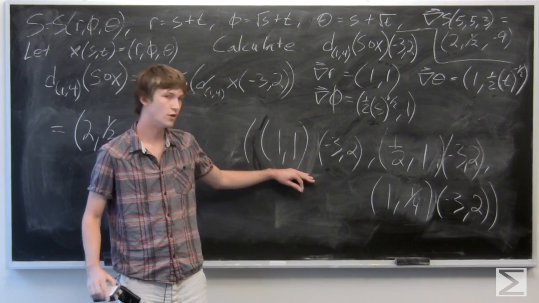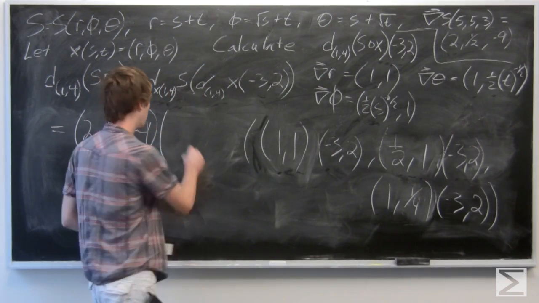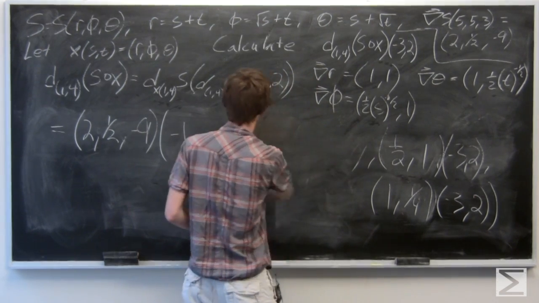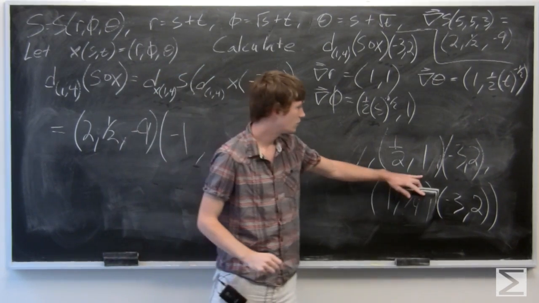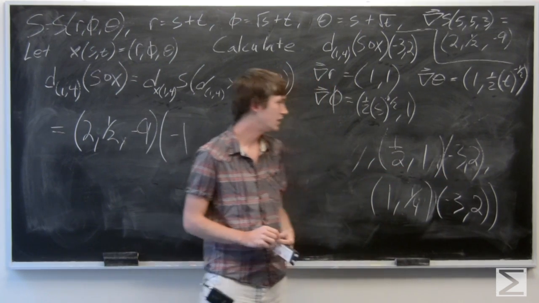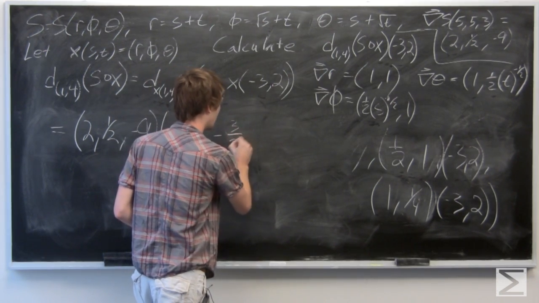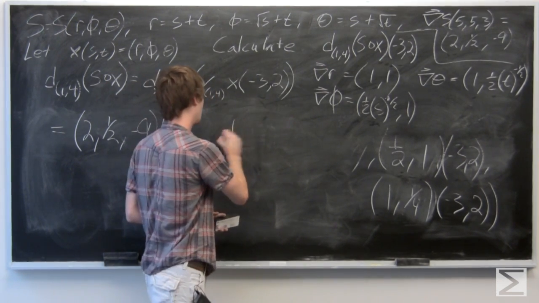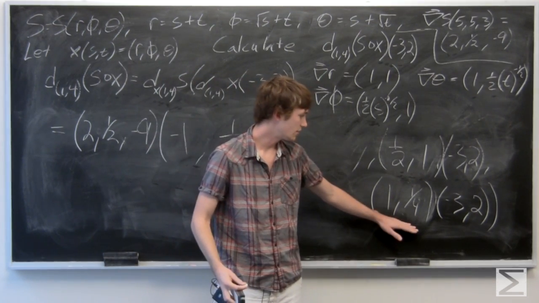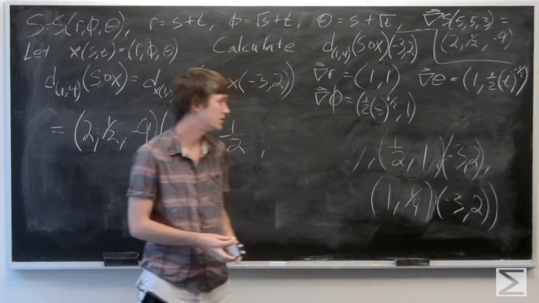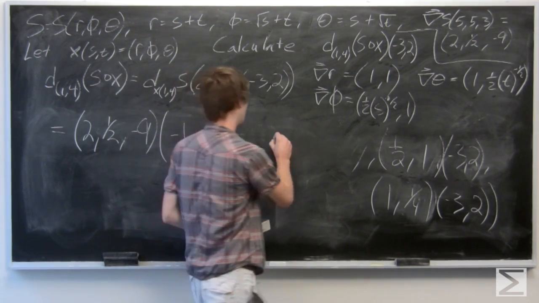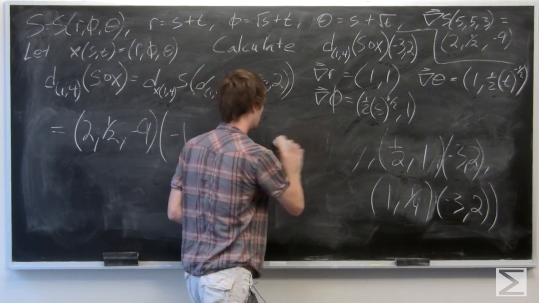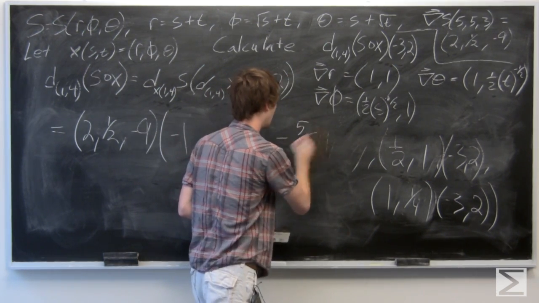So we'll take the dot product of 1, 1 with negative 3, 2. We see that that's negative 1. Take the dot product of 1 half, 1 with negative 3, 2. We get negative 1/2. And then we take the dot product of 1, 1 fourth with negative 3, 2. We get negative 3 plus 1/2, or negative 5/2.